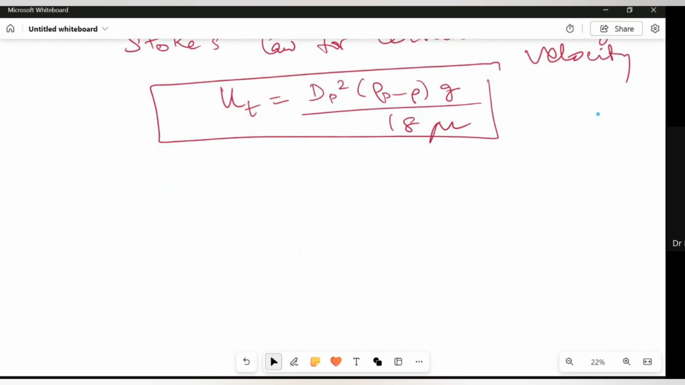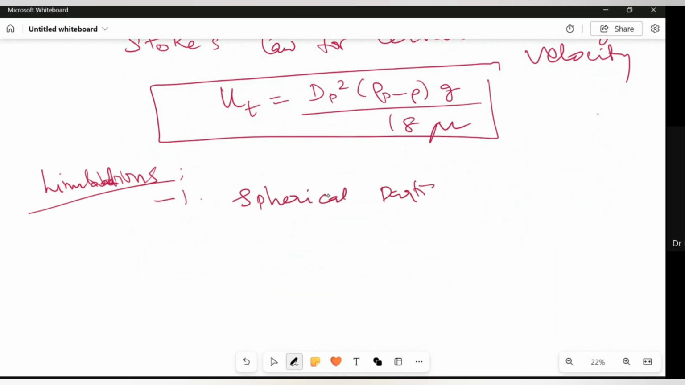Now, as we have made some assumptions in this equation, it has some limitations, right? So what are the limitations of this equation? Number one, it is only applicable to spherical particles. But in real life scenarios, we are going to have non-spherical particles. So it doesn't take into account the shape of particles other than spherical. That is one of the limitations.